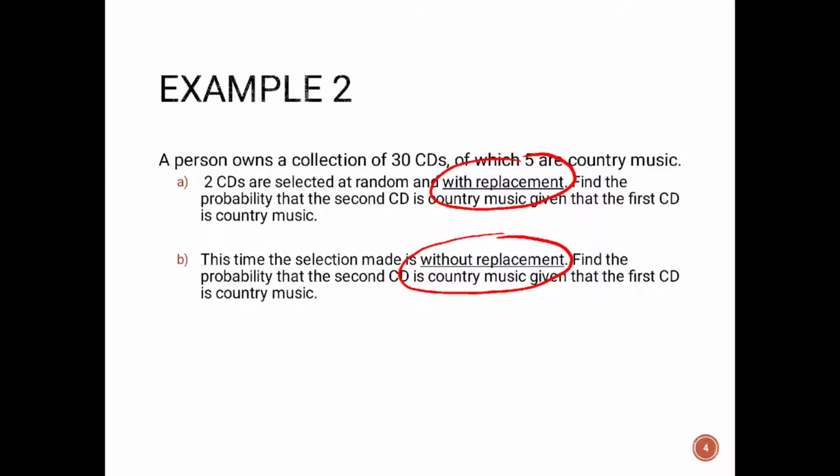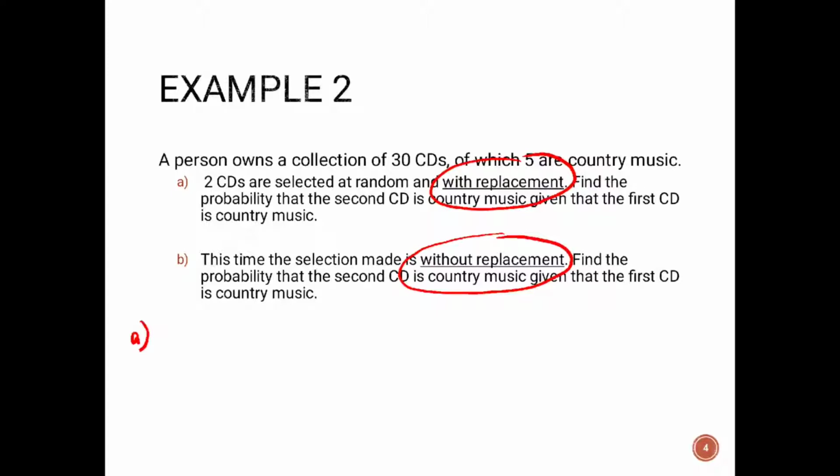I will draw the first tree diagram for question A. Basically, 2 CDs are selected at random and with replacement. I will explain about with replacement. Find the probability that the second CD is country music, given that the first CD is country music. So let's do the tree diagram first.